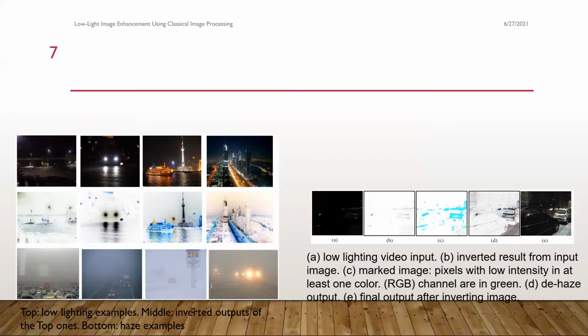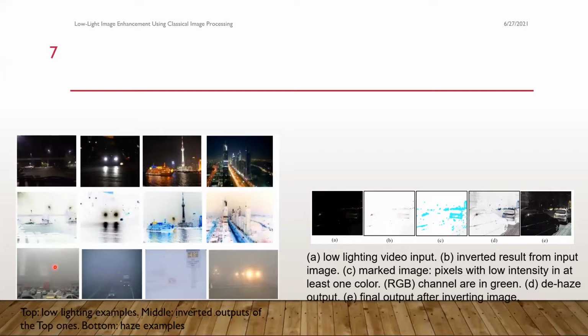In hazy conditions, the intensities of background pixels are always high in all color channels, but the intensities of the main objects, for example houses, vehicles, and people, are usually low in at least one channel because of the color, shadow, etc. When we look at the left part of the image, at the top are the low lighting examples, in the middle are the inverted ones, and the bottom ones are haze examples.